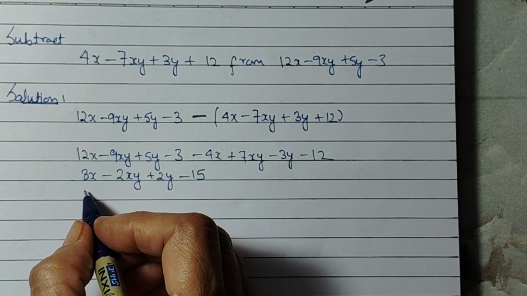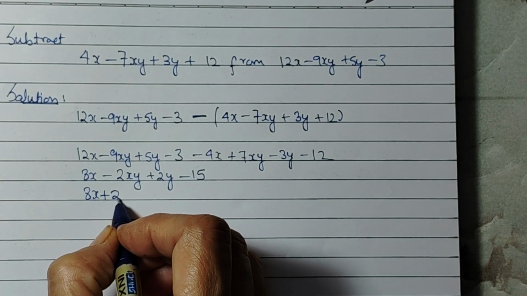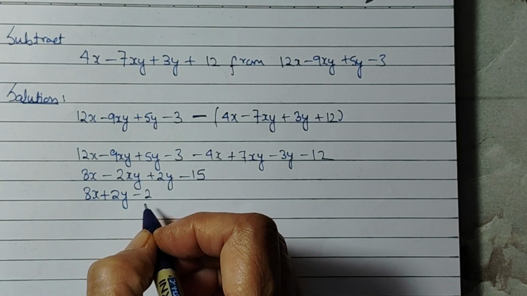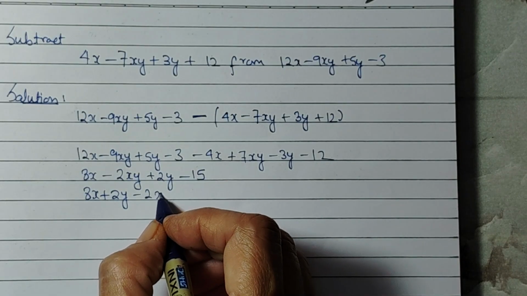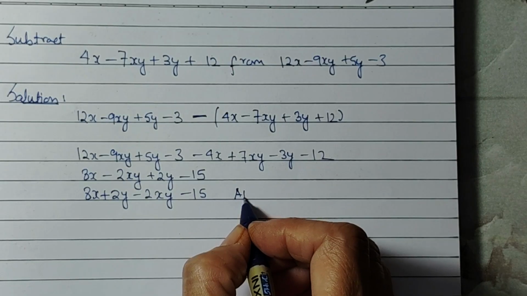So it will become 8x plus 2y minus 2xy minus 2. This is the answer.